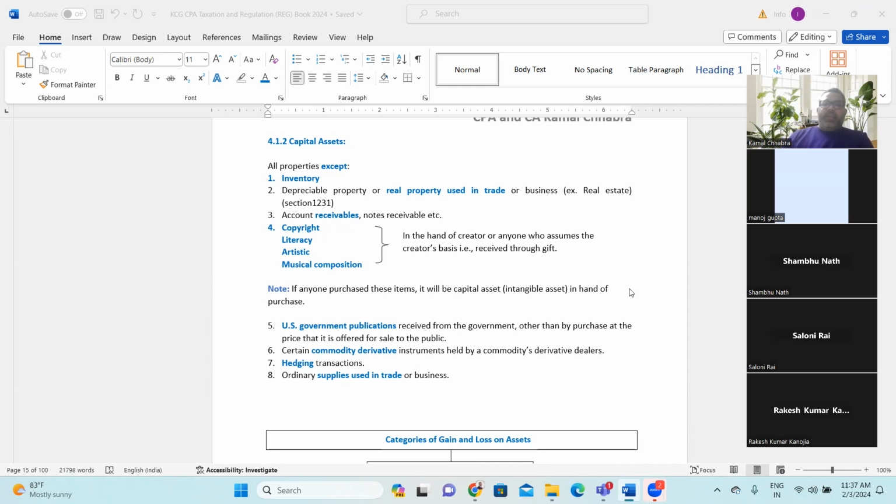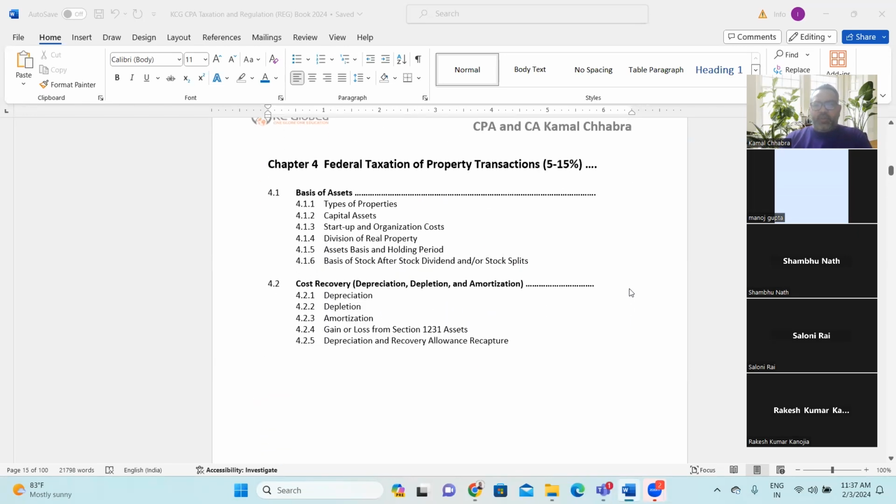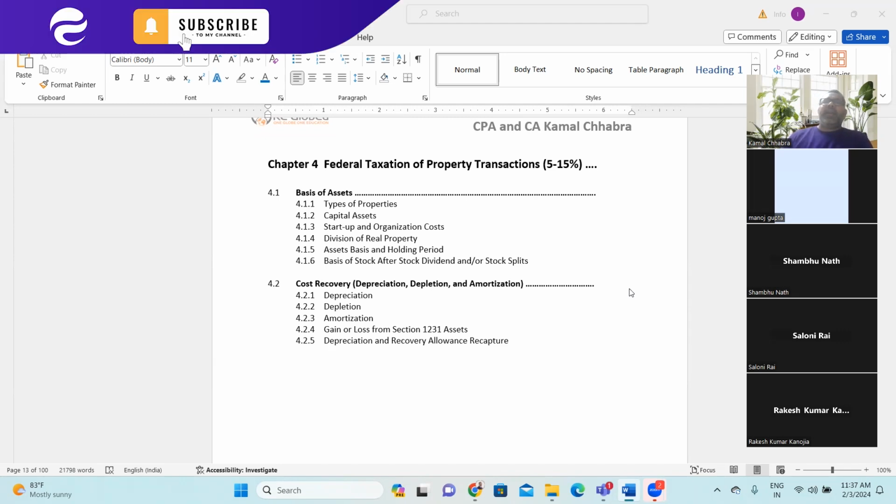Okay, so the next topic is capital asset. When we were discussing in detail the overview of federal taxation of property transactions, some part of it, specifically the planning for capital gain, has been moved to the TCP examination. So now your regulation examination has almost 20% of the material moved to TCP, which is tax compliance and procedure. In capital gain there are a lot of things, but that is no more part of the regulation examination.